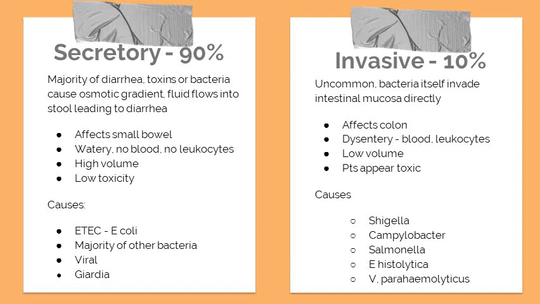Low volume diarrhea, meaning you're not going to have a ton of episodes of diarrhea, and the patient appears more toxic. So that could constitute just a general ill appearance in addition to vital signs changes. The causes of invasive traveler's diarrhea are Shigella, Campylobacter, Salmonella, Entamoeba histolytica, and Vibrio parahaemolyticus.